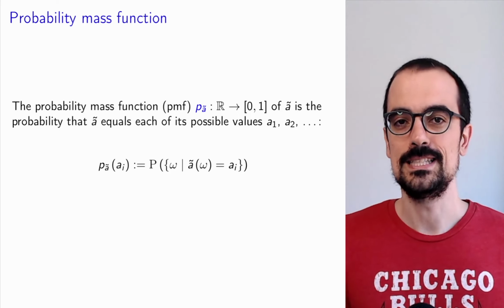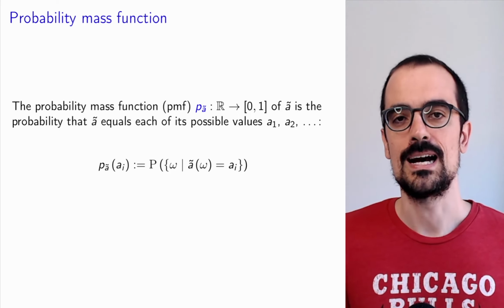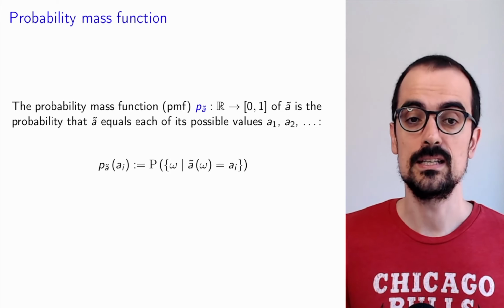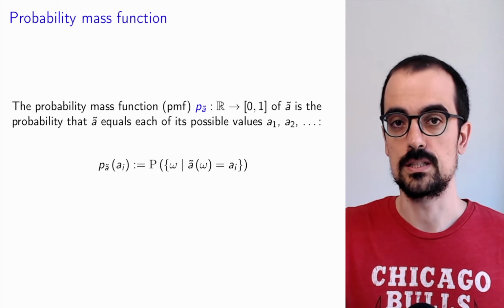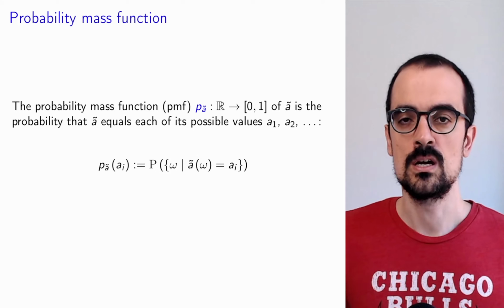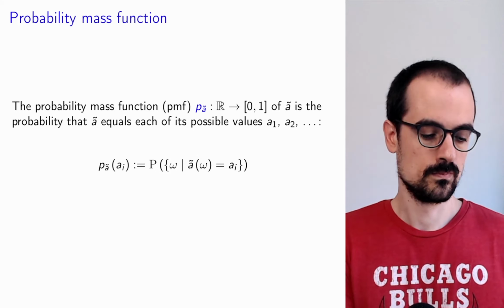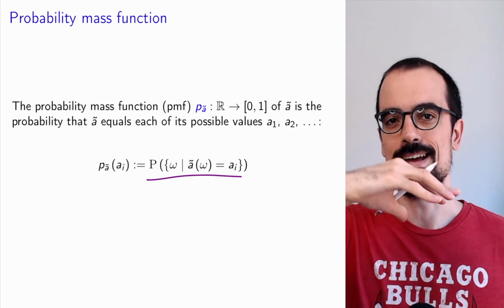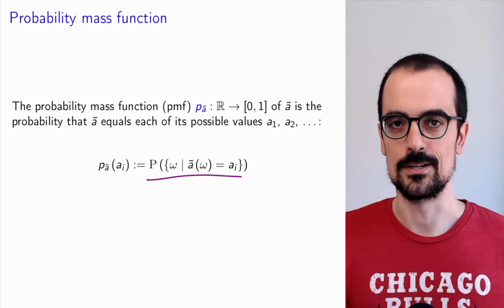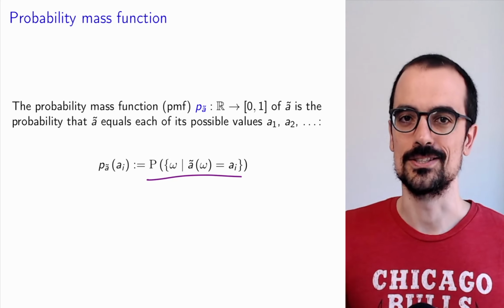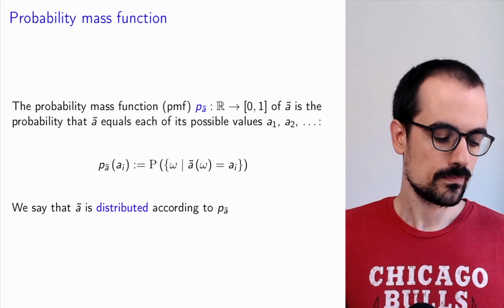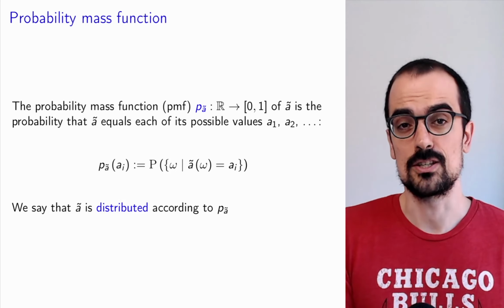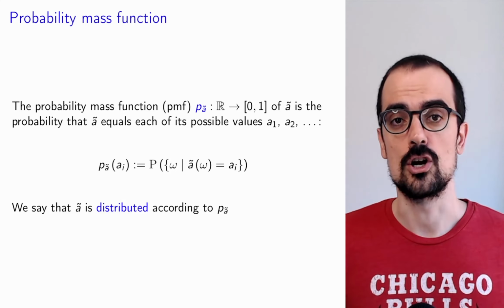Connecting to that, the probability mass function encodes all the probabilities associated to a discrete random variable. It gives us the probability that the random variable is equal to each of its possible values. Remember that the set of possible values is called the range of the random variable. This is the mathematical definition. It's the probability of the event in the probability space that maps to a particular value. But again, we're not going to obsess about the mathematical definition in this video. We often say that the random variable is distributed according to the probability mass function because the probability mass function completely characterizes the behavior of the random variable.